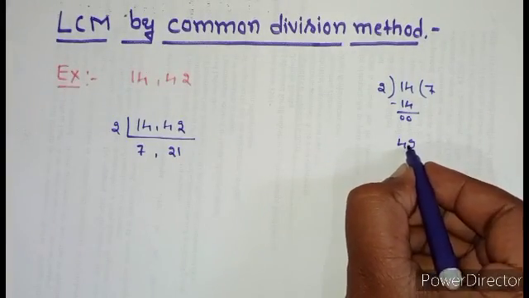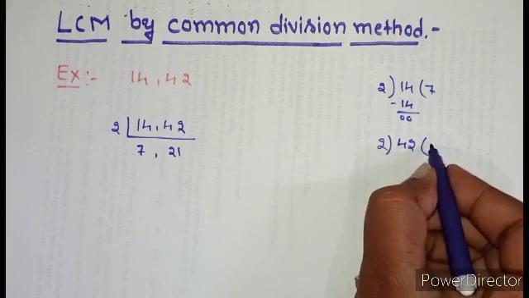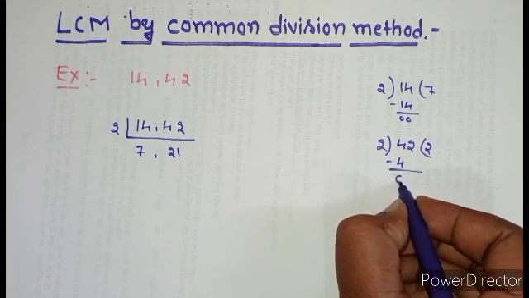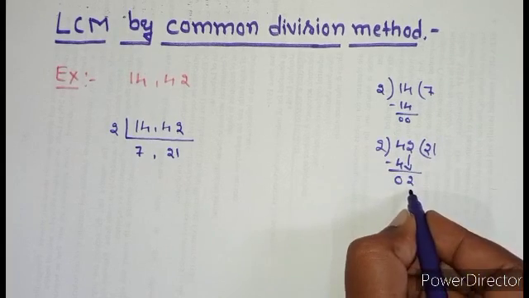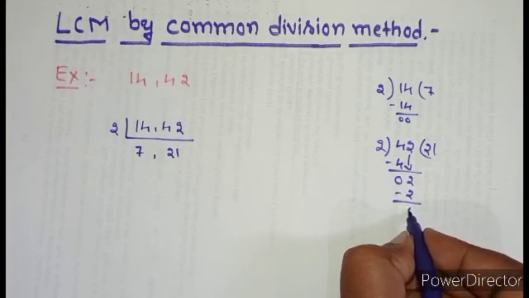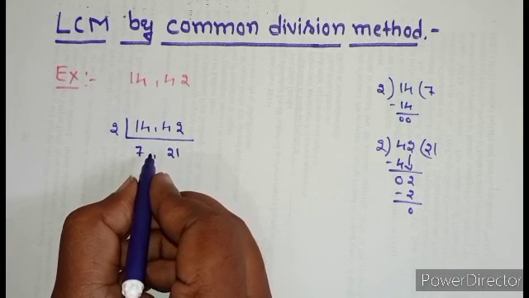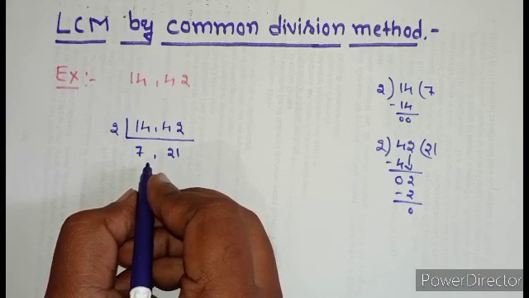All of you see here, 2 twos are 4. 4 minus 4 is 0, and bring down this 2 here, and 2 ones are 2. And again 2 minus 2 is 0. Like this. Again here we got 7 and 21, right?